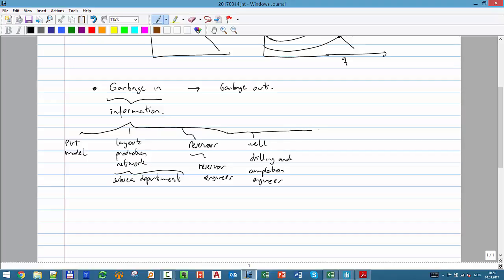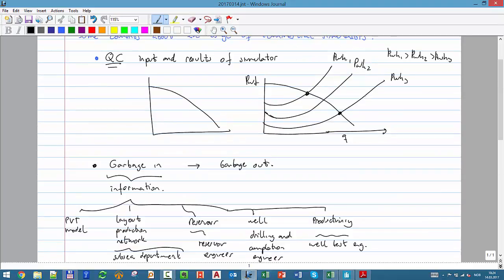So you get it from, for example, the productivity, you get it from the well test engineer. Okay. So you see, you are trying to merge many different sources, because you need all of these elements to make your models. And models are extremely useful, even if they don't give you the right result.